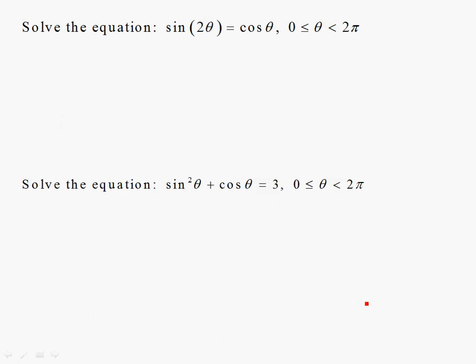Alright, so how's that one different? What do I have here that I haven't seen yet? 2 theta. Okay, do you know something that you can replace that with? Yes, 2 sine theta cosine theta. So when you have 2 theta here and just a theta there, you would want to write this all in terms of thetas. Okay, then what?